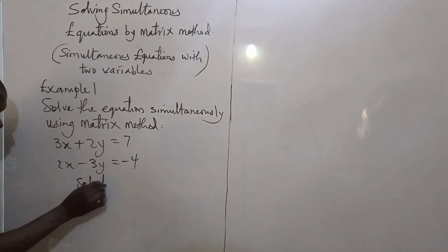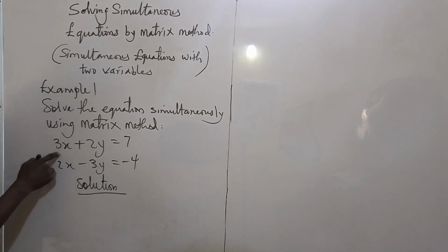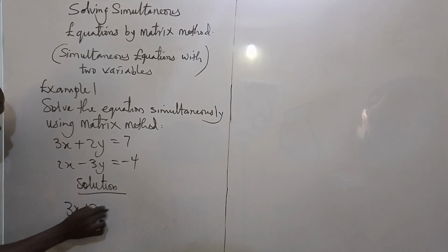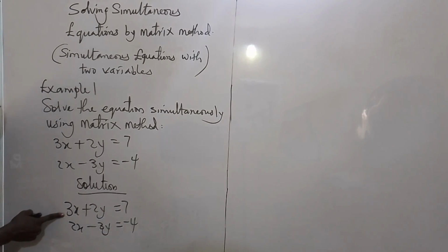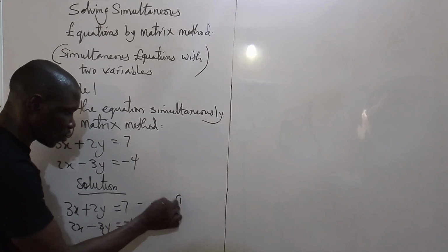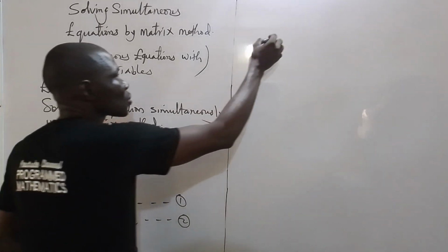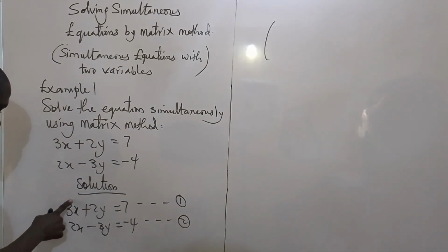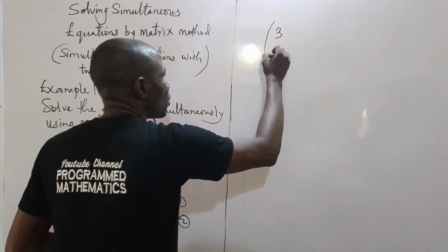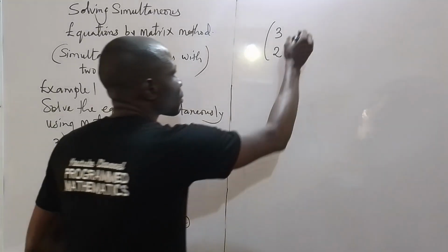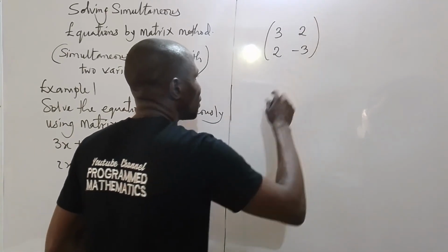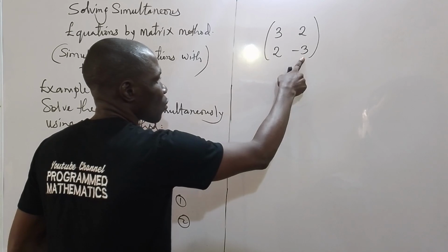So, solution. Matrix of the coefficients first. We are solving the equations 3x plus 2y equals 7 and 2x minus 3y equals minus 4. The coefficients of x, from the first and second equations, are 3 and 2, so write that out: 3, 2. Then for y, we have plus 2 and minus 3. So this is the x column, and this is the y column.